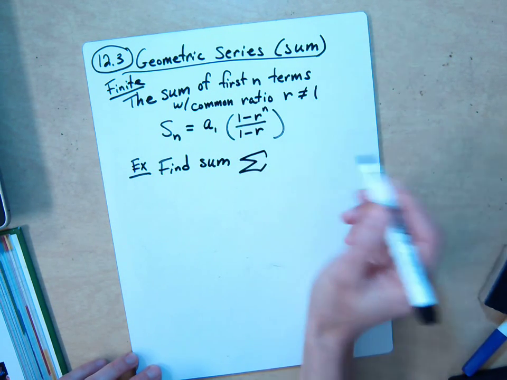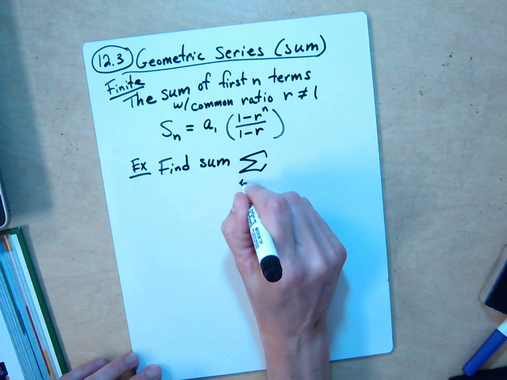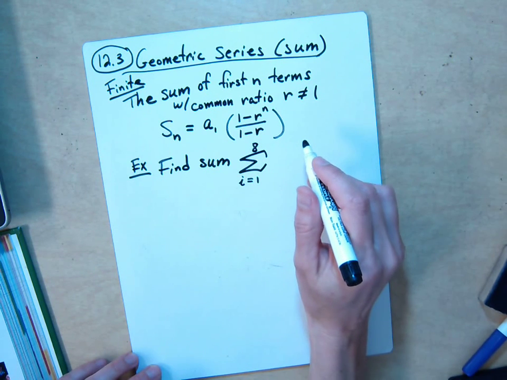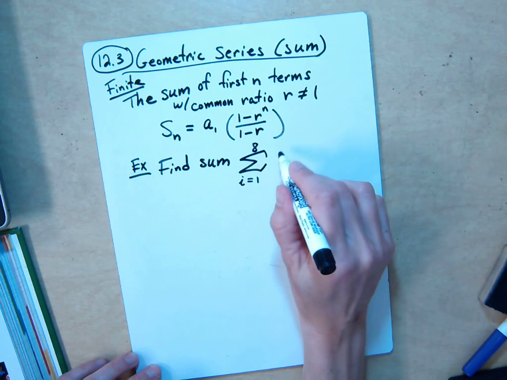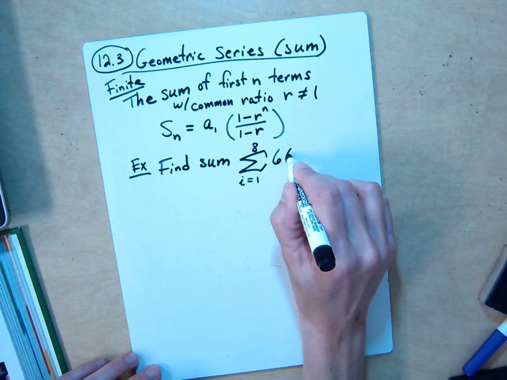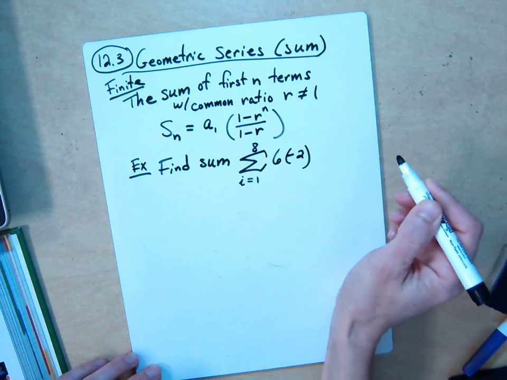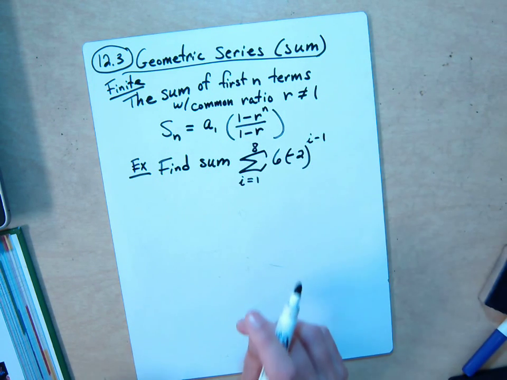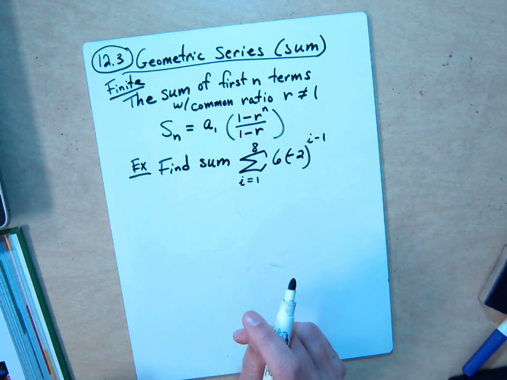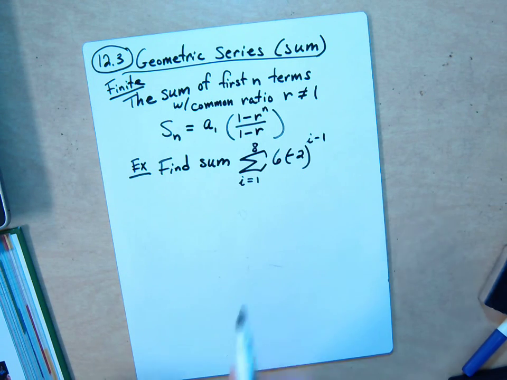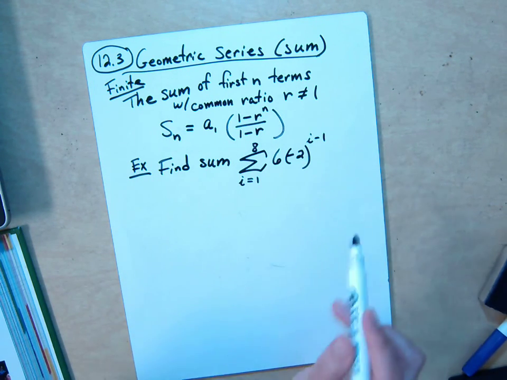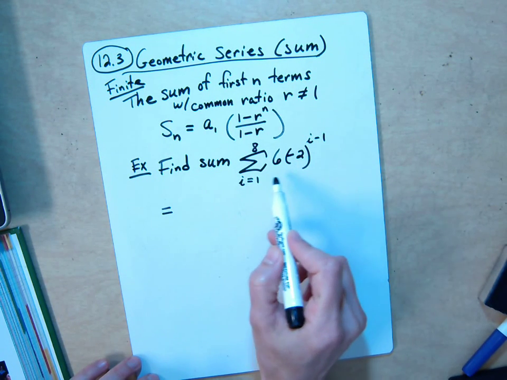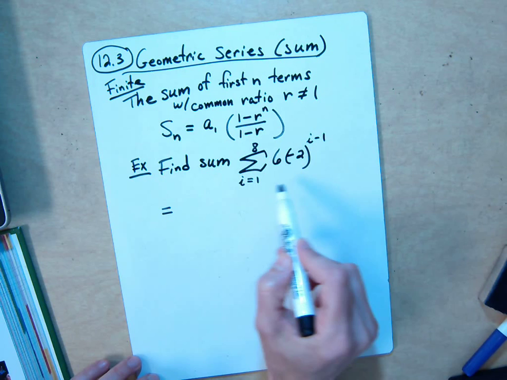Okay, so here's summation notation. The index number is going to go from 1 to 8. Find the sum of the first 8 terms of 6 times negative 2 raised to the i minus 1 power. Okay, so you might be thinking, looking at that, how am I going to use that formula with this? Well, it turns out it's not that hard. If you just start expanding this, you can find the first term.